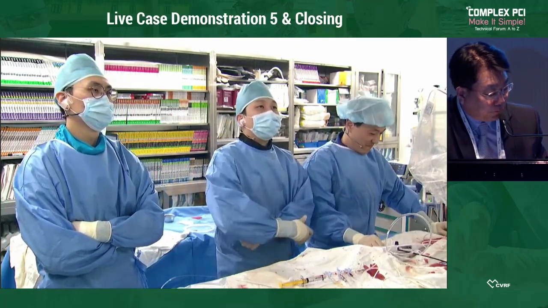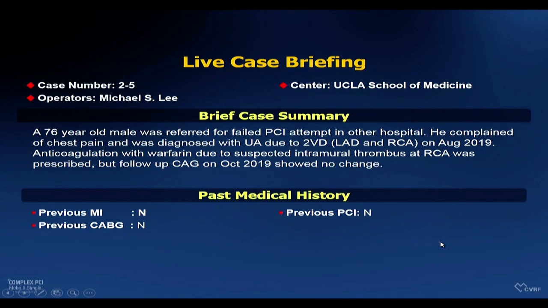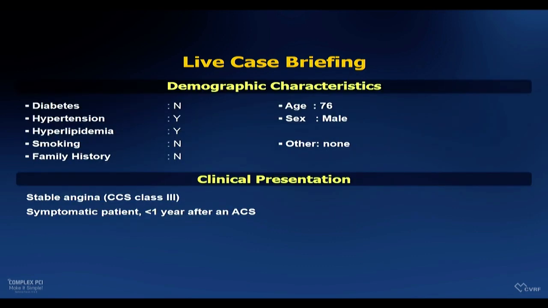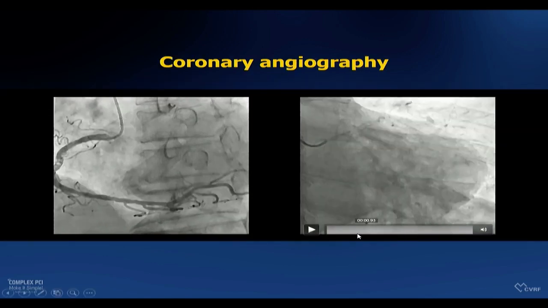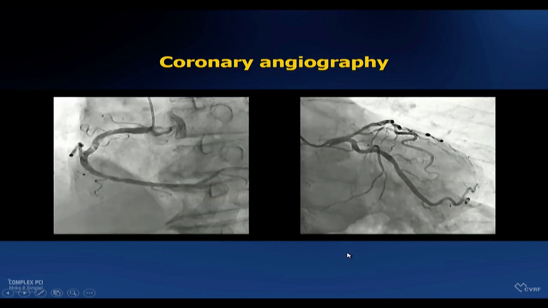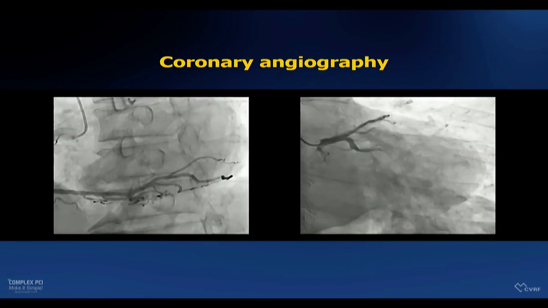Dr. Kang. Yes. The patient is a 70-year-old gentleman referred for failed PCI in another hospital. He complained of chest pain and was diagnosed with unstable angina and 2 vessel disease 3 months ago. They thought it was an unsuspected thrombus in the RCA, but there was no change in our angiography. Next. The patient had a history of hypertension. The echo showed moderate LV systolic dysfunction with LV ejection fraction 45% with RCA wall motion abnormality. Next. The angiography showed severe tight stenosis on the RCA and diffuse stenosis on the LAD, and we treated the LAD 2 days before. And now the target is the RCA.